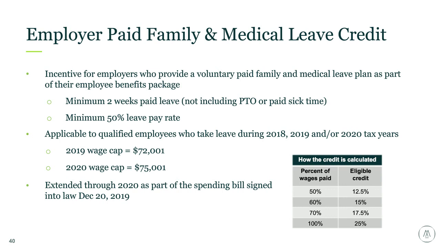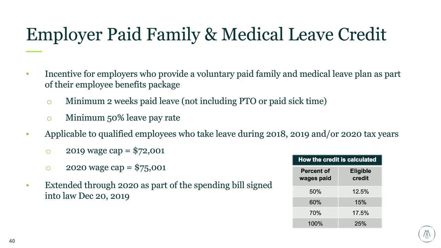A couple of examples of what qualifies an employer is that they need to provide a voluntary paid family medical leave benefit, allowing at least 2 weeks paid leave, so this is not including PTO or sick time, and at a rate of at least 50%. The credit, again, is wage-based, and the percent the credit is calculated on is based on the percent of leave wages paid by the employer. So eligible wages are those paid to a qualified employee during the first 12 weeks of leave, and the calculation percent starts at 12.5% and increases by 0.25% for every 1% increase in wages paid, up to 25%.